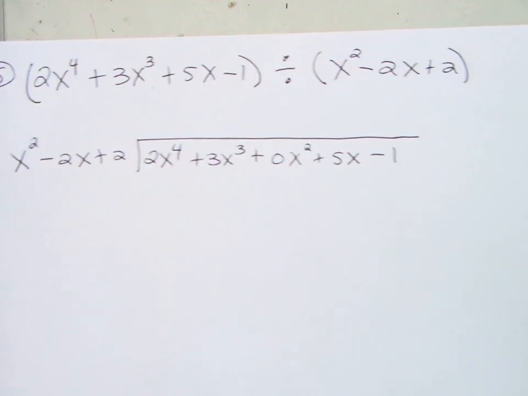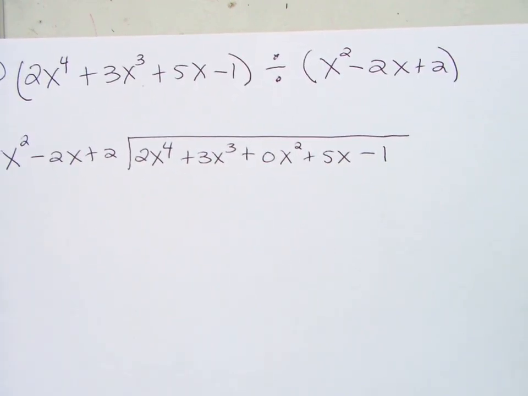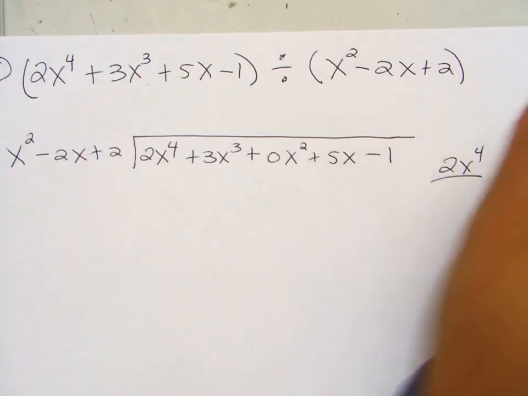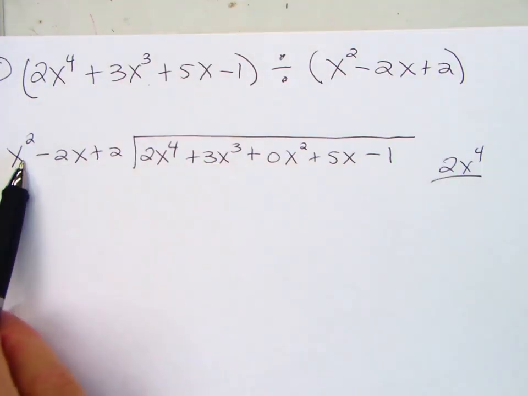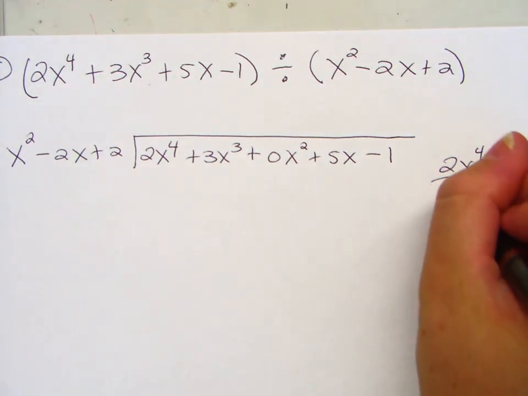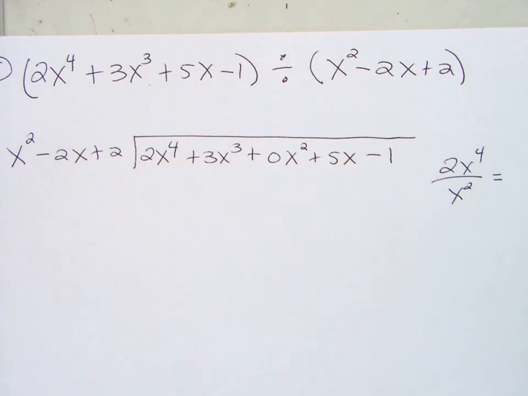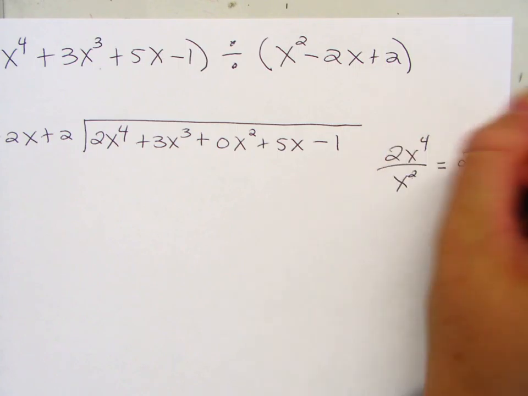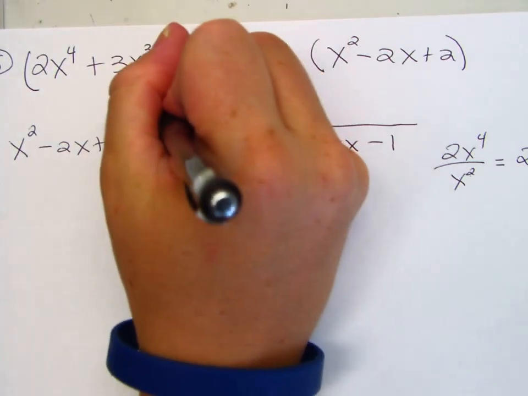Now this time, what are we going to divide by? In all those others, we divided by the plain x. So this time, you think about dividing by the highest power. So we're going to do our 2x to the 4th. We're dividing by x squared. Divide by the highest power. 2x to the 4th divided by x squared is 2x squared. Remember, 4 minus 2 is 2. That's what goes up top.